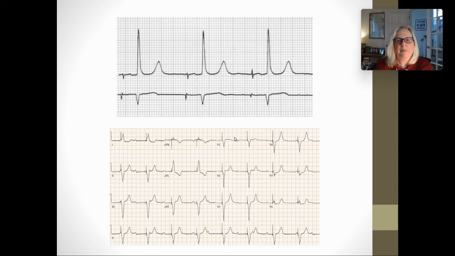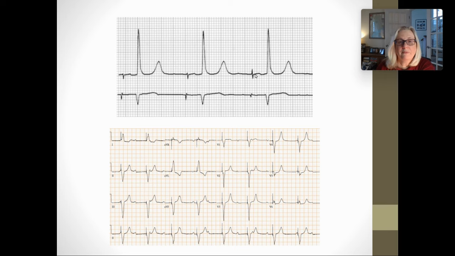Okay, the one up top. Do you see the pacer spike? Right in front of a normal QRST. So if there's a pacer spike in front of a normal QRST, this is an atrial paced rhythm. It's atrial paced because it starts in the atria, and we know that because we have a normal QRST. This pacer spike is there in place of the SA node, in place of the P wave.